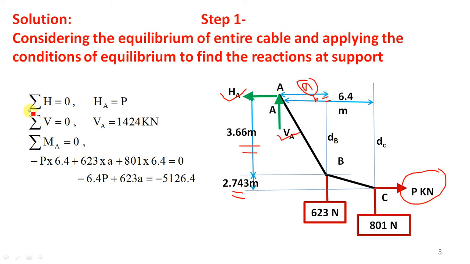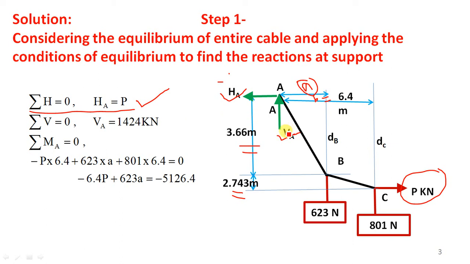So apply the conditions of equilibrium for the entire cable. First, the summation of horizontal components is equal to 0. So what are the horizontal components? Minus HA, and plus P, is equal to 0. So minus HA is equal to minus P, so HA is equal to P. This is the first equation.